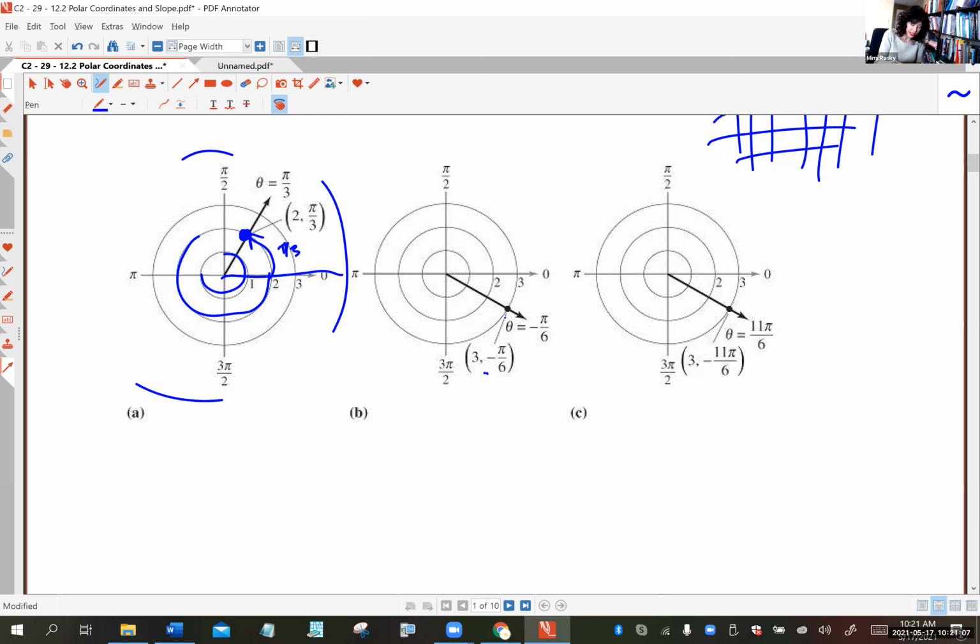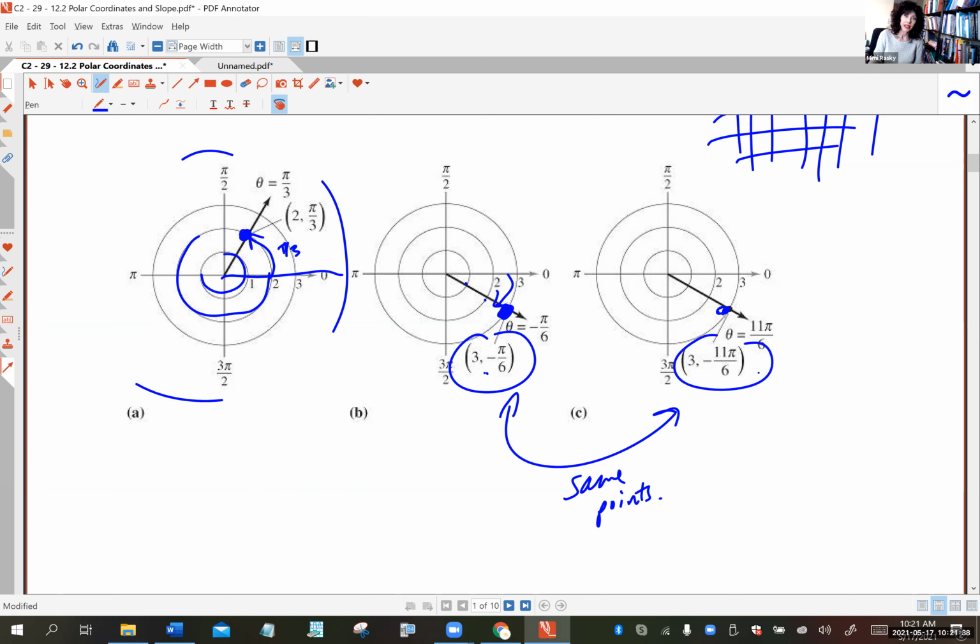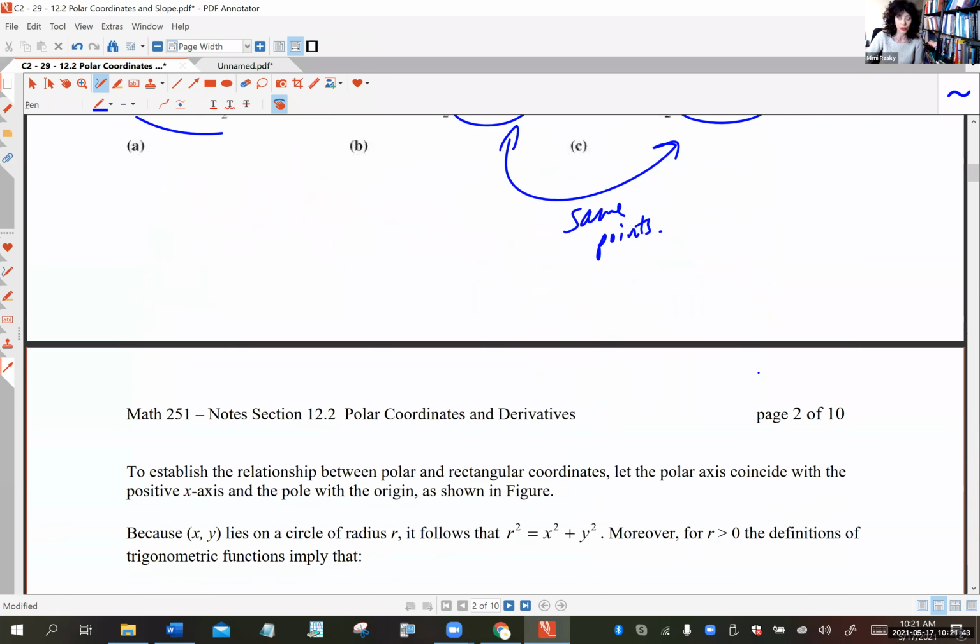So like this point down here, it's 3 units away from the pole, and it's making an angle of negative pi sixths with the polar axis. And these points are the same, but they have 2 different representations. Is that possible? Well, not in rectangular, but in polar, you can have that because representations are not unique. So this point with coordinates 3, negative pi sixths, is the very same point as 3, negative 11 pi sixths. Why? Because they're coterminal angles. You guys have seen that in trig, I'm sure.